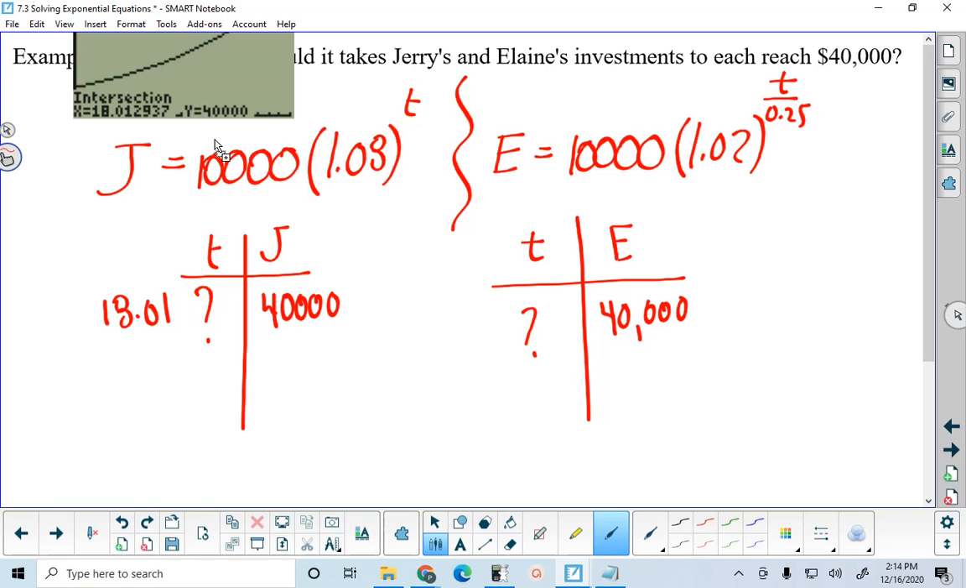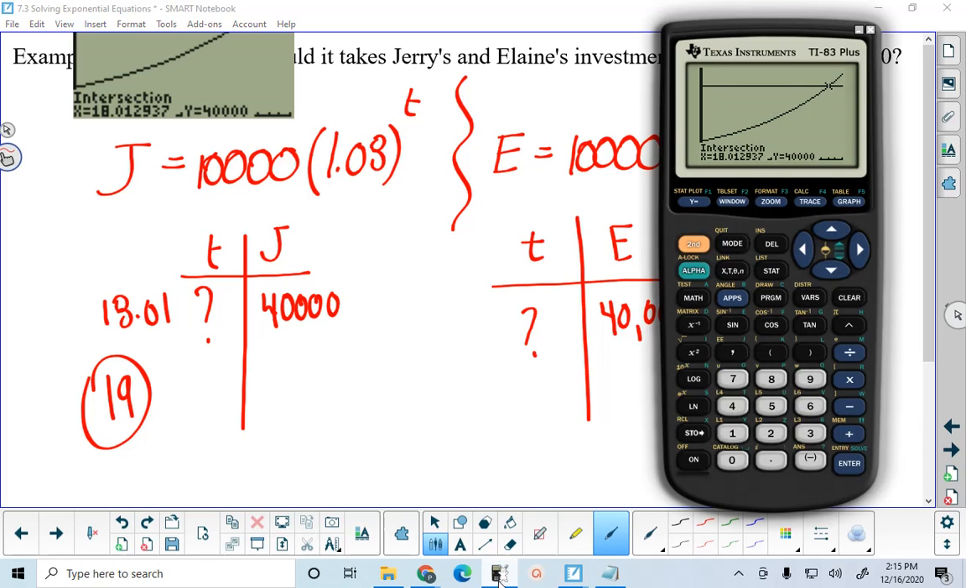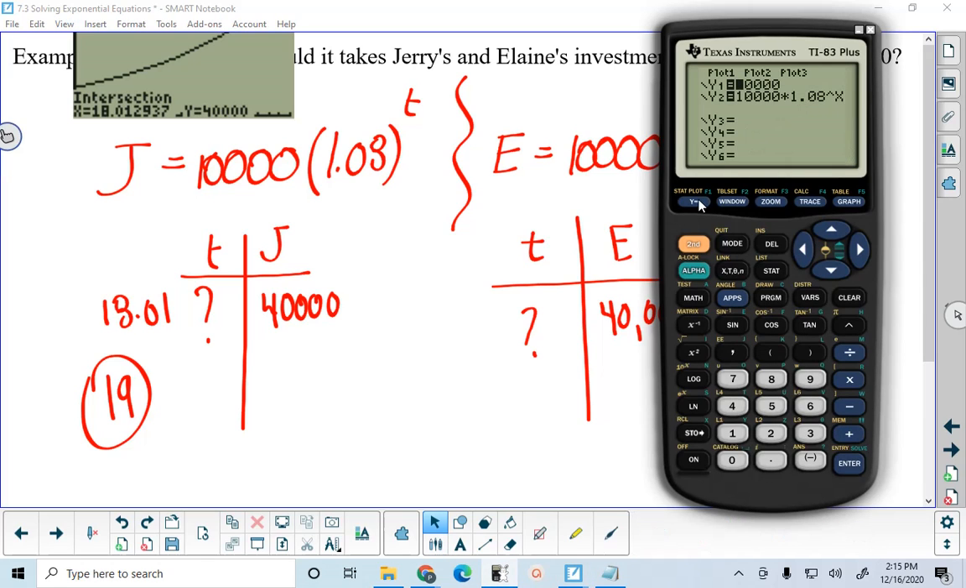If I round down to 18, he will not have 40,000 yet. That 0.01 might be January 3rd of the year, but he doesn't get interest till the end of the year. So we have to round it to 19 years. Now let's do Elaine's, and this is going to be pretty easy. I can just edit my equation to be 1.02. Careful here, the exponent is x over 0.25. I need to put that x over 0.25 in brackets.